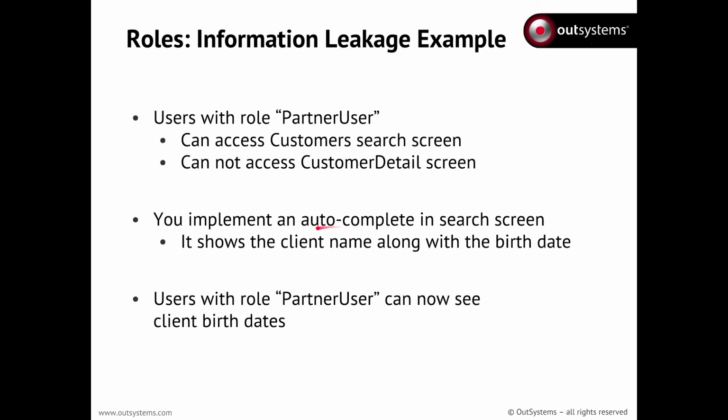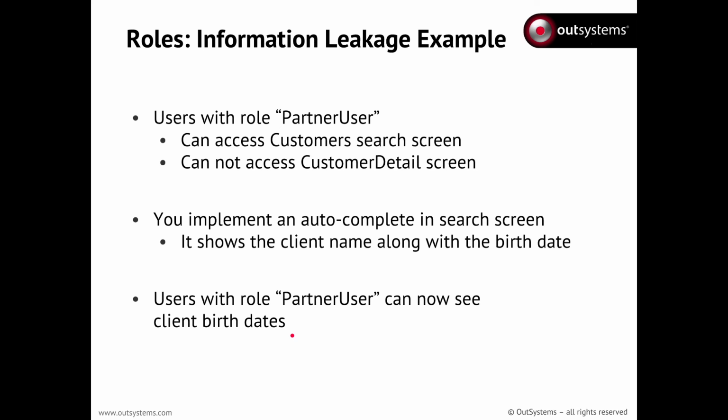However, in your autocomplete, a few months later, you realize, hey, sometimes when we are listing this information in the autocomplete, there are two people that have the same name. How can we tell them apart? Oh, I know. We will show the client name along with the birth date. It's very unlikely to have two people with the same name and the same birth date as customers, and therefore this should be enough to tell them apart in the vast majority of situations. The problem now is that the user with the partner user role can see more information than he previously did. He can see client birth dates.